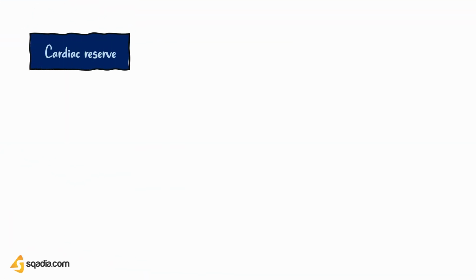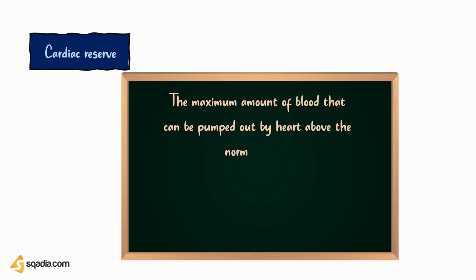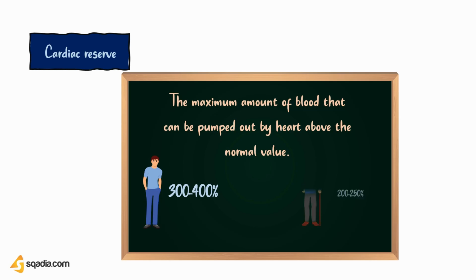And the last term is cardiac reserve. It is the maximum amount of blood that can be pumped out by heart above the normal value. Cardiac reserve is usually expressed in percentage. In a normal young healthy adult, the cardiac reserve is 300% to 400%. In old age, it is about 200% to 250%. It increases to 500% to 600% in athletes. In cardiac diseases, the cardiac reserve is minimum or nil. These all were some very important terms that you need to learn for better understanding the complicated concepts.